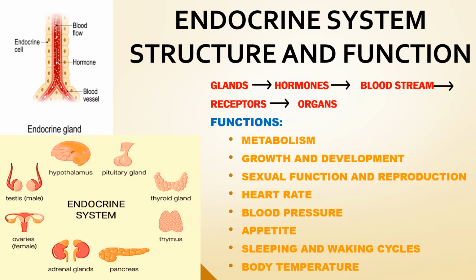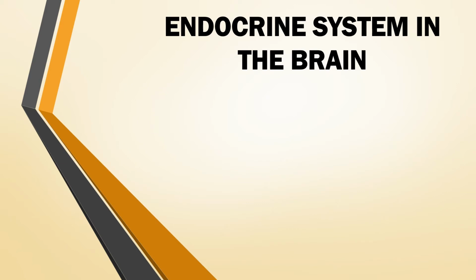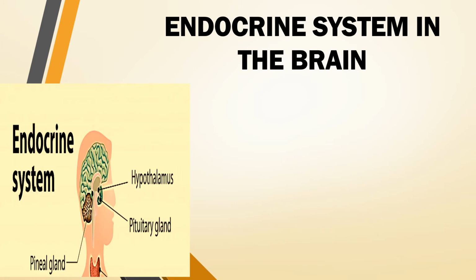So this is the structure and functions of the endocrine system, and each of these glands, how they function, and which hormones they are producing, we will see in the later slides. We have seen that the endocrine system is found throughout the body. Now we will see the glands that are present in the brain. It has the hypothalamus, pituitary gland and pineal gland in the brain.